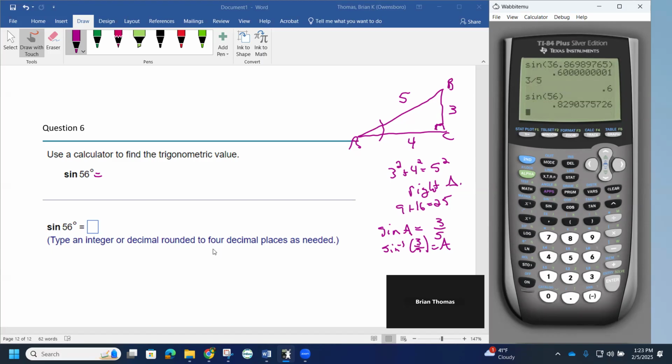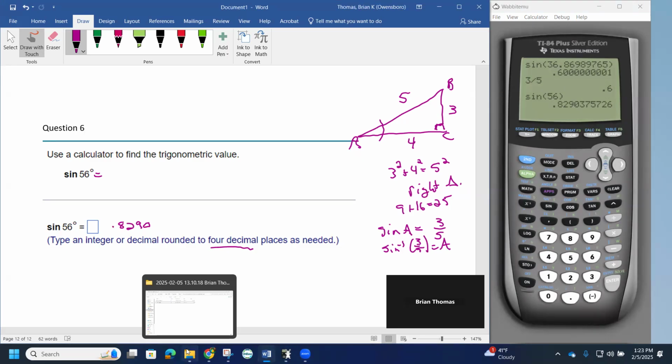And notice how I want you to round this out to 4 decimal places. So we would say the approximate answer would be 0.829. And do we keep the 0 or does the 0 round up? So since there's a 3 after the 0, that means we round back down to the 0, not round up to the 1. So sine 56 degrees is approximately 0.8290.